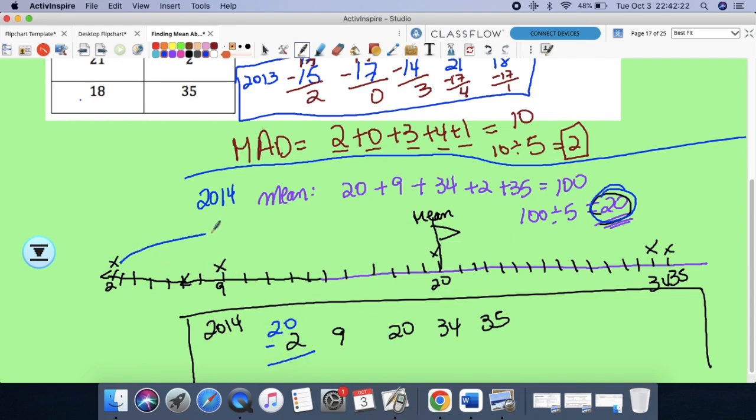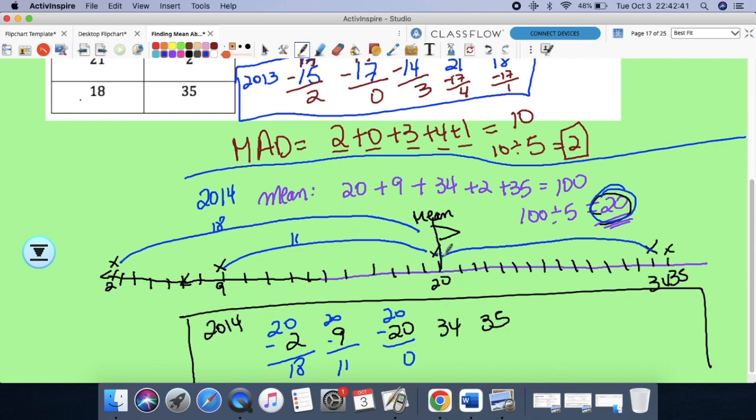From 2 up to 20, how many units is it? It's 18. From 9 to 20, it'd be 11. From 20 to 20, how much is that? 0. From 34 to 20 is 14. From 35 to 20 is 15. Right? So now we have all these distances, and we have to add them up.